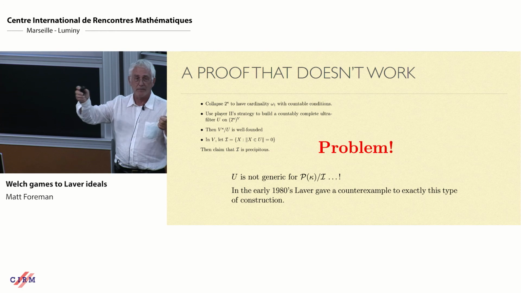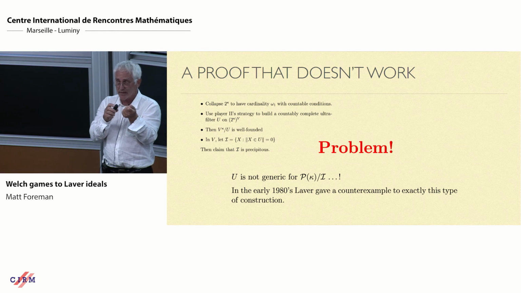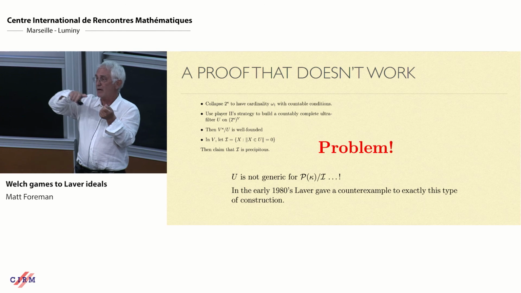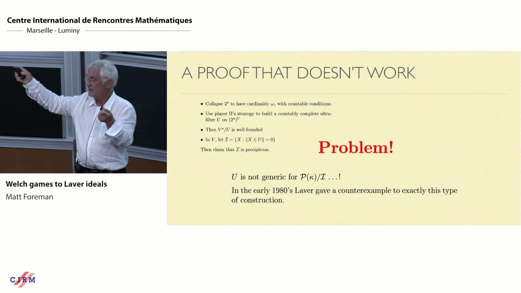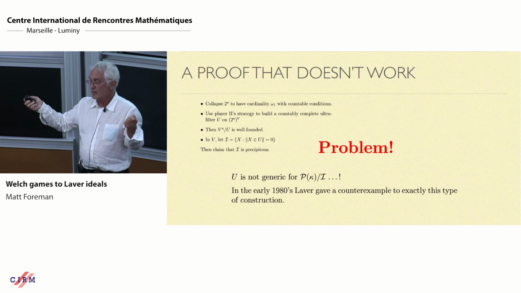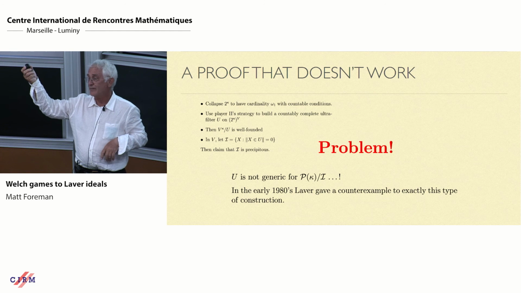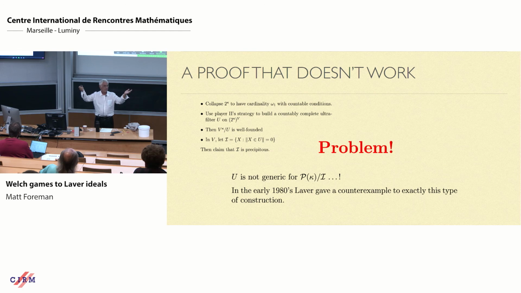The ideal there are those sets X contained in kappa such that you can't force kappa to be in j of I. So it's the usual ideal. Now the problem is that the ultrafilter you get is not generic for the power set of kappa mod I. And the definition of a precipitous ideal is you force with the power set of kappa mod I, and the ultrapower by that ultrafilter is well founded. So this proof at least is incomplete, and in the early 1980s, Laver gave a counterexample to exactly this kind of construction. So that proof doesn't work.